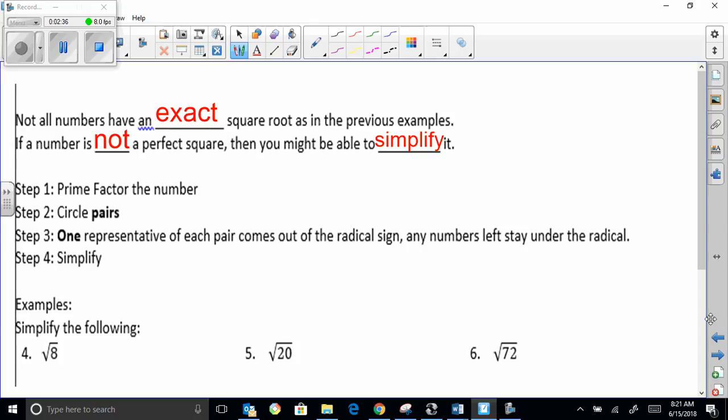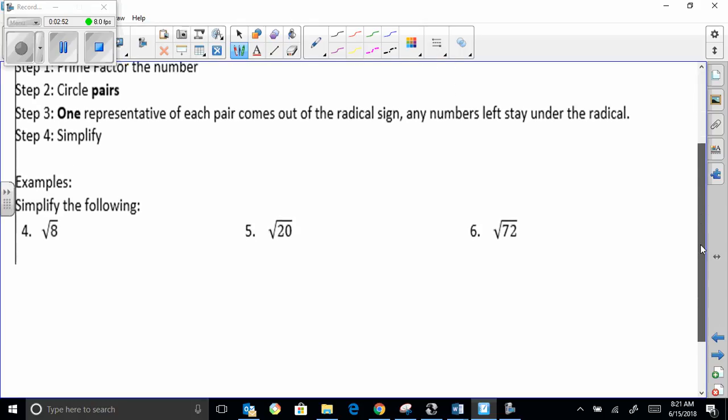Okay, what happens with those numbers that are not perfect squares? Not all numbers have an exact square root, as in the previous examples. If a number is not a perfect square, then we might be able to simplify it. But simplifying does not mean decimals. In order to do so, first find the prime factors and circle the pairs as we did before. One pair represents 1, and that will come on the outside of the radical sign. The numbers left over will stay on the inside of the radical sign, and simplify.